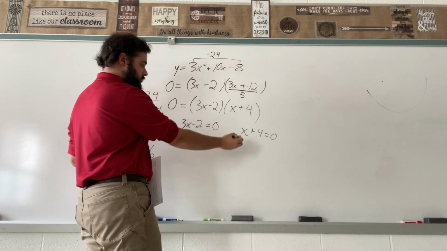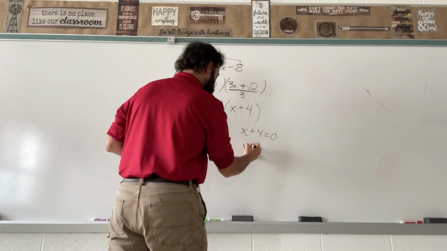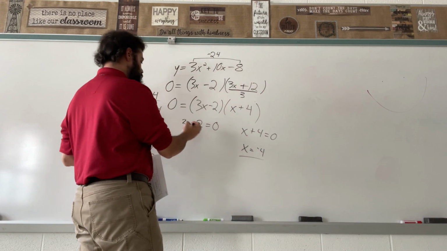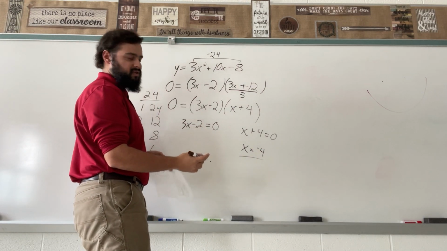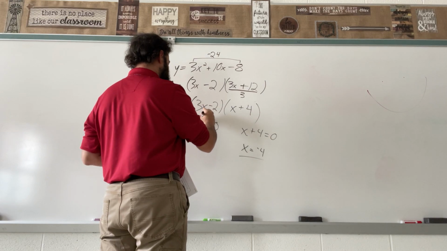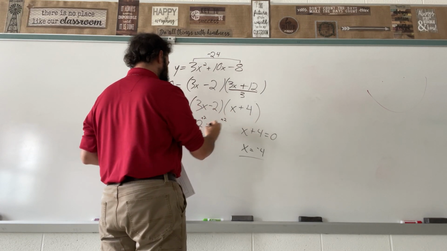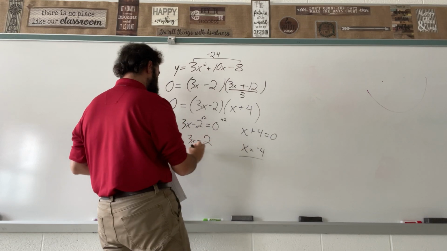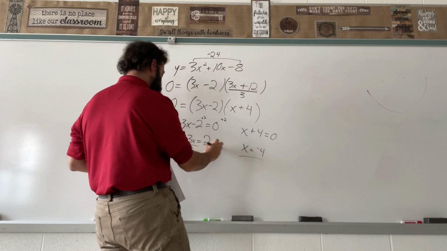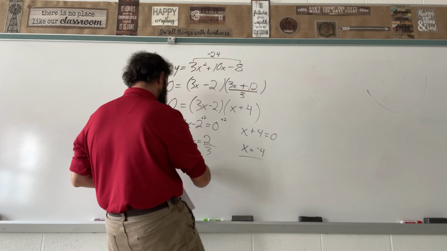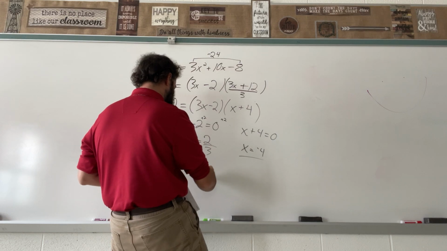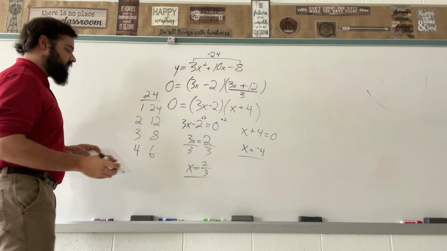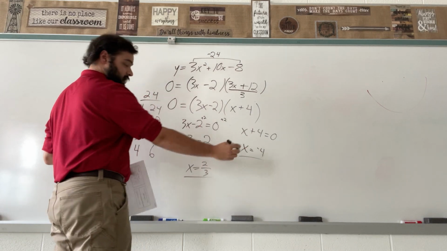So this guy over here is easy. It's going to be -4. So that's one of them. Then this one here, we just do a little bit of basic algebra for. So we'll add 2 to the other side. So you get 3x equals 2, and then divide out by 3. So you get x equals 2/3. So it's either 2/3 or -4. Those would be your answers.